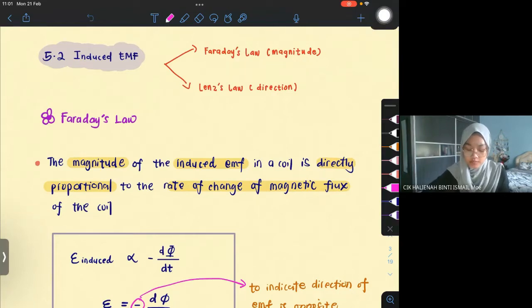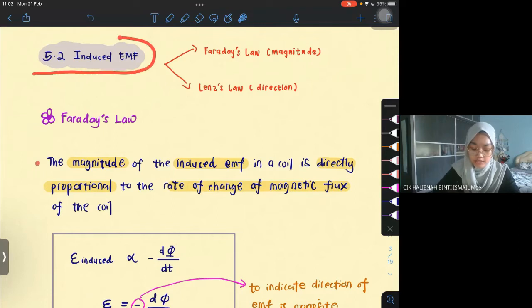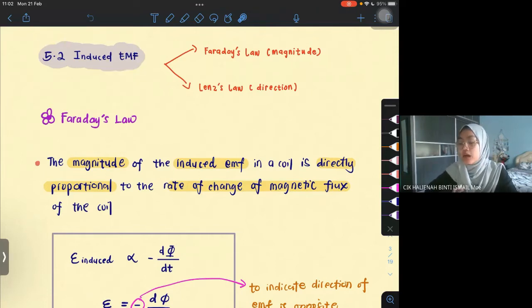So kita akan sambung 5.2, subtopik 5.2, Induced EMF. So hopefully kamu sudah tengok video yang Miss bagi minggu lepas, which is kita sudah cover subtopik 5.1, Magnetic Flux. Okay, so basically what we are going to look at in this subtopic is what is induced EMF and how can we produce this induced EMF.